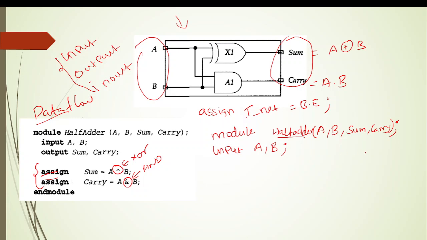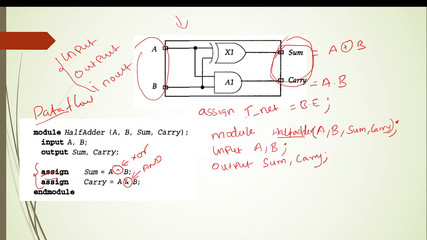So next thing is I have sum and carry which are written in the port list. That will be declared as output because that is coming as output from the device. You can see that here. So I am going to declare that as output. Output sum comma carry. Okay, so now I need to write the program using Dataflow modeling.